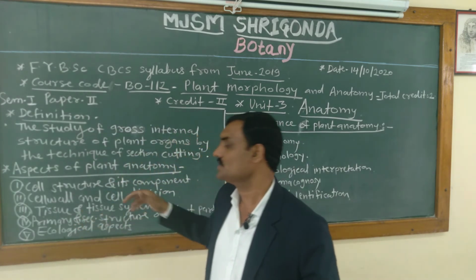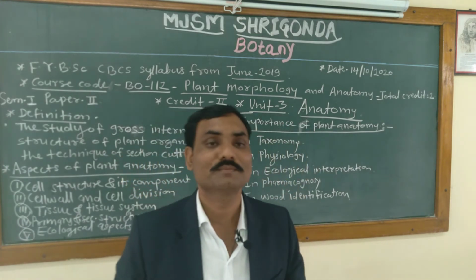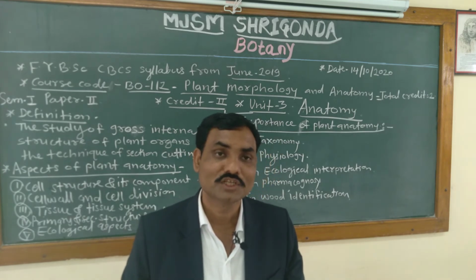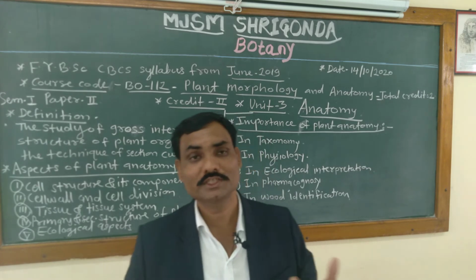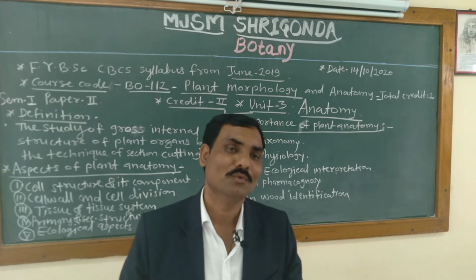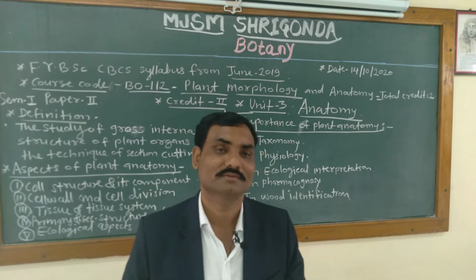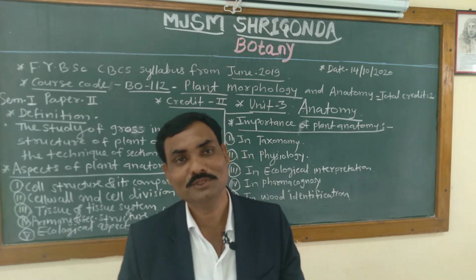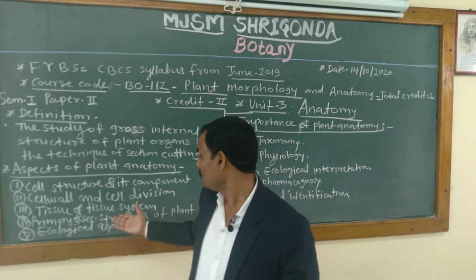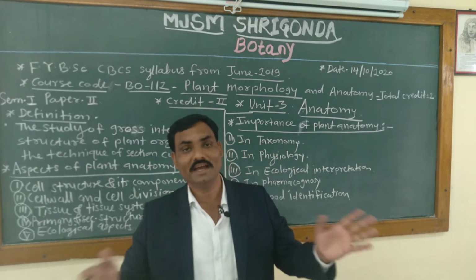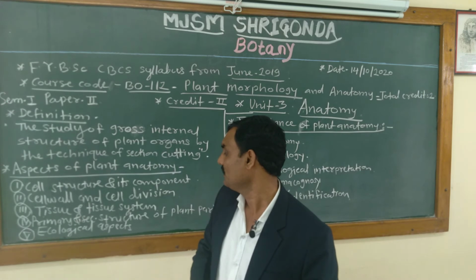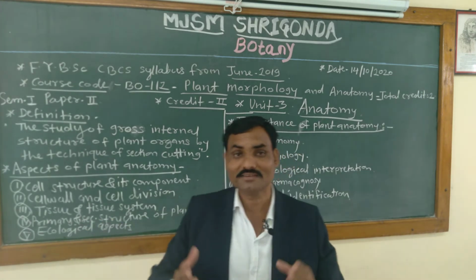Then tissue and tissue system. What is the definition of tissue? The third aspect of anatomy is tissue and tissue systems. Tissue is a group of cells. Which different cells combine to form a tissue? One type of cell may combine to form a tissue, or different types of cells may come together to form a tissue. Which type of tissue is there? Which tissue system is there? The study of all these factors is included in plant anatomy. Then the primary and secondary structure of plant parts.